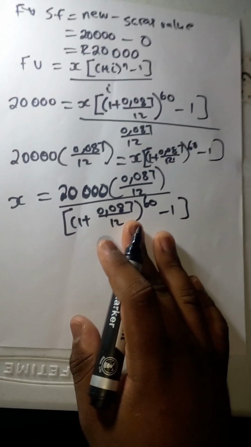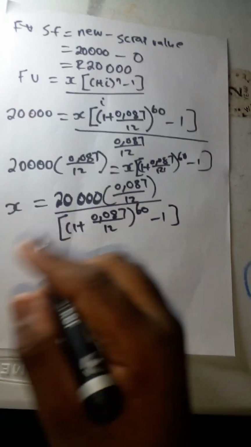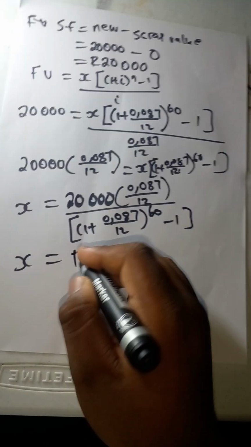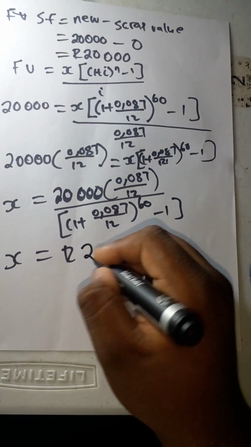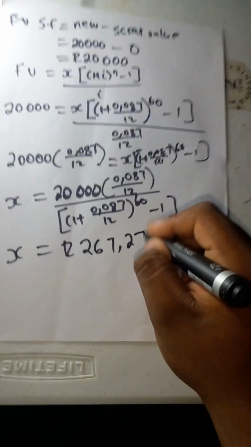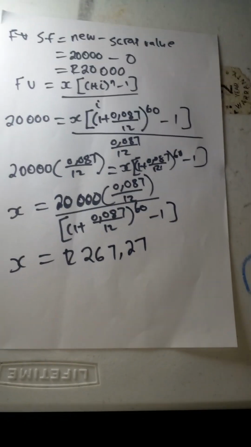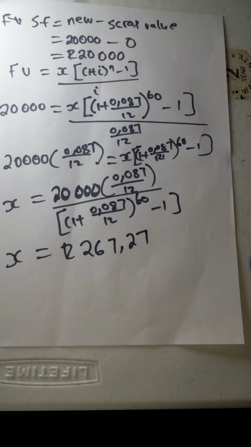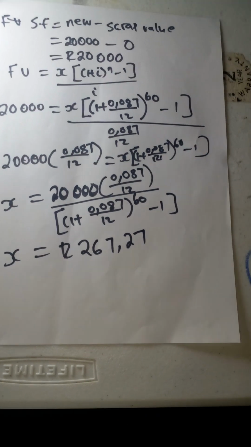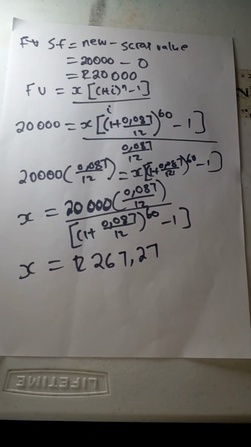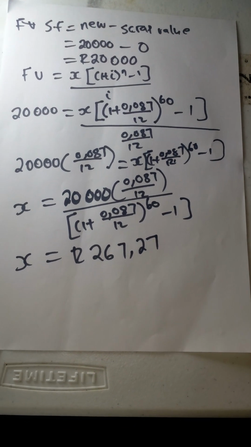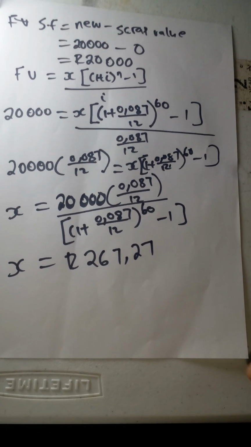I hope it is now making sense, guys, because you know how to do it. I always showed you. Then my calculations will give me 267.27. That is the answer. That is the money that he must save each and every month so that he can buy the new laptop. You see, that's how we deal with sinking fund, guys. So now let's continue here.